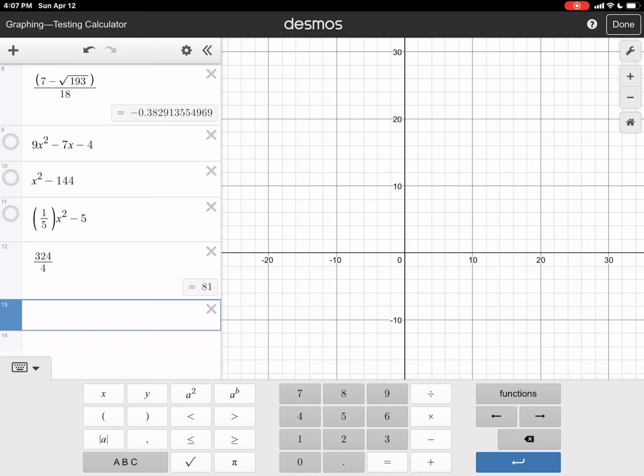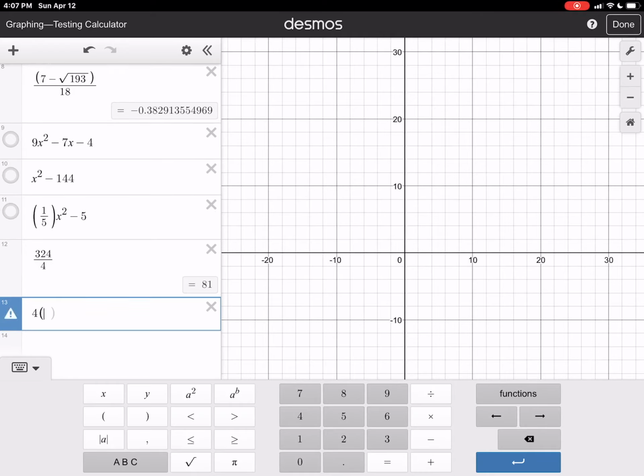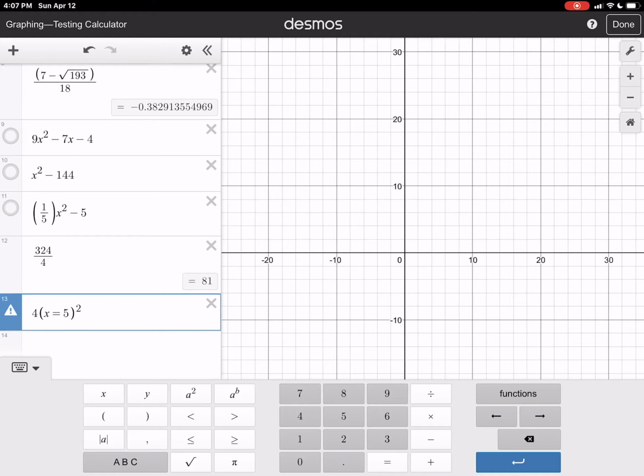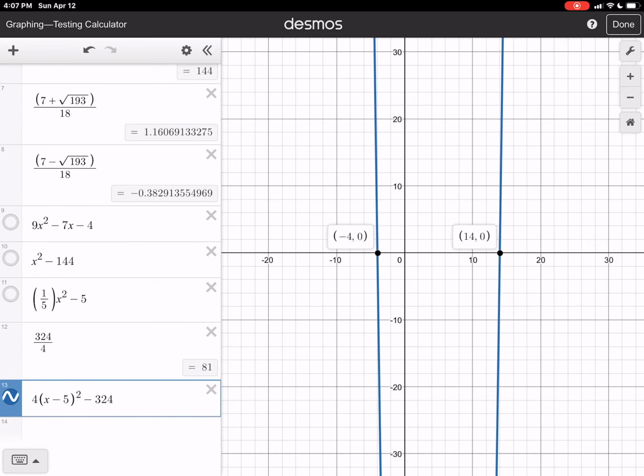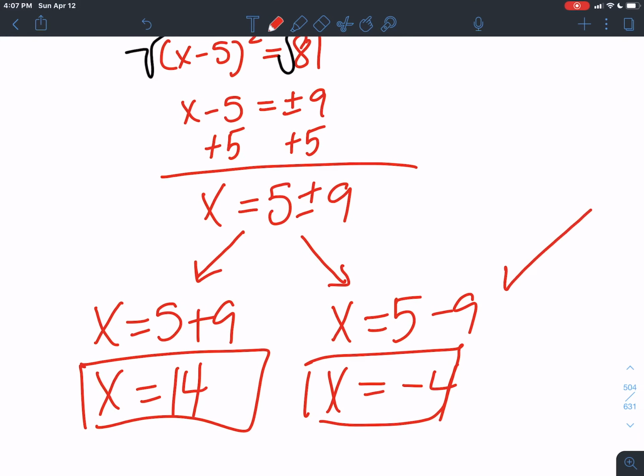Remembering that I have to type in my equation exactly as I saw it, but since this one wasn't equal to 0, I'm going to move that 324 over. 4 parentheses x minus 5 squared minus 324. Let's look to see where our answers are. Positive 14, negative 4. Exactly where we predicted. We got that one right as well.